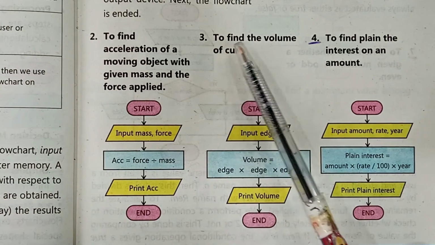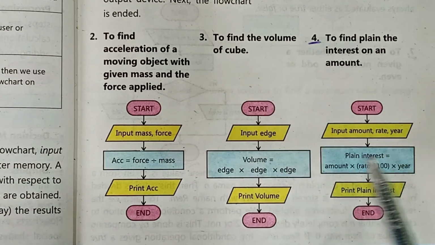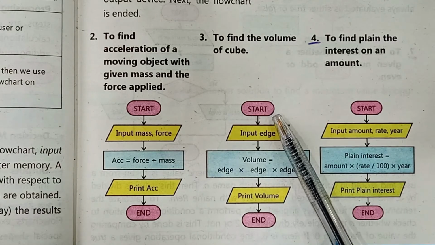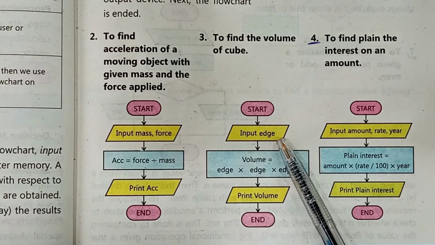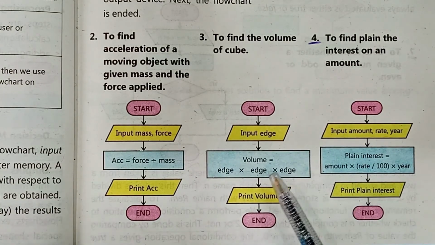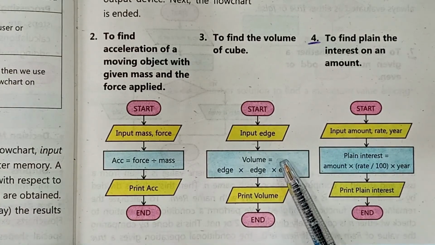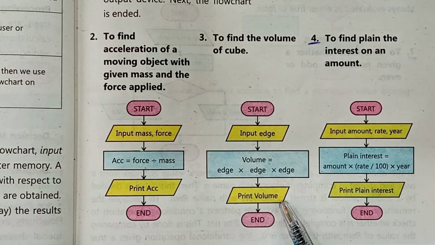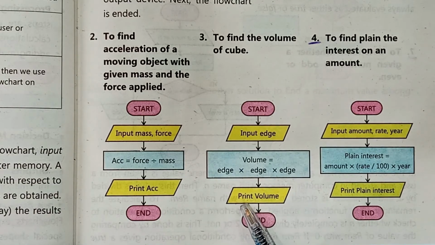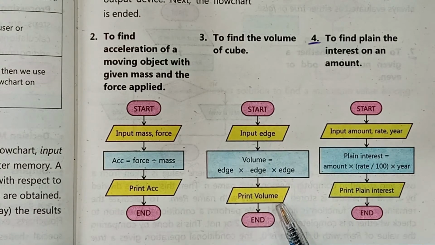Next example is to find the volume of a cube. Again, the flowchart is starting from the terminal, start. Then you have some input in the computer memory with the name of H. Then you have a process. You must know the formula of a cube, that is volume is equal to H multiplied by H multiplied by H. Next we have to represent the output. Now here the output is print volume. After processing, its result will be displayed on some output device, then the flowchart is ended.